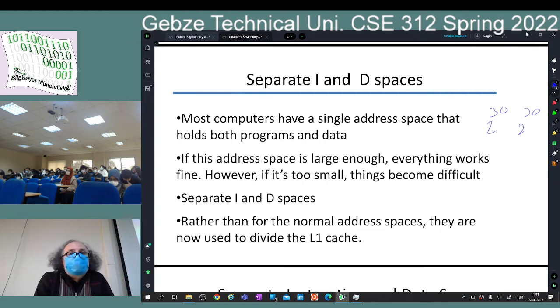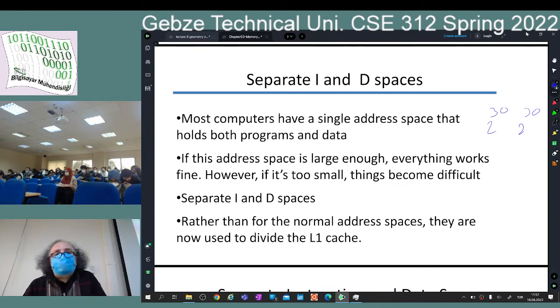Okay, so I'm going to keep the I and D spaces, instruction and data spaces, separate. So now, instead of 2 to the 30 bytes of virtual space available, you have 2 times of that. That's a nice thing. That's one thing that we like.